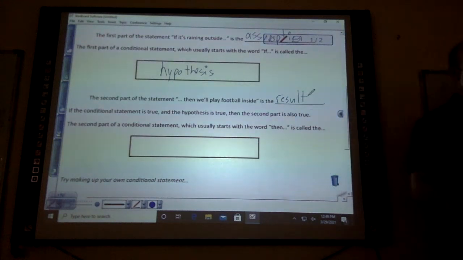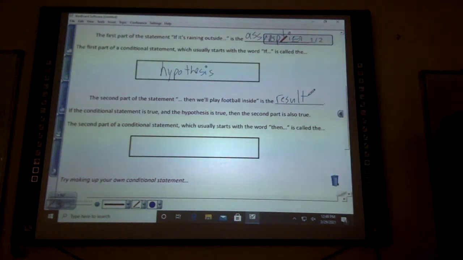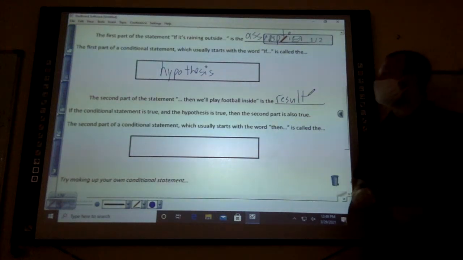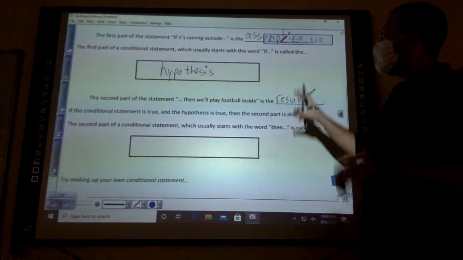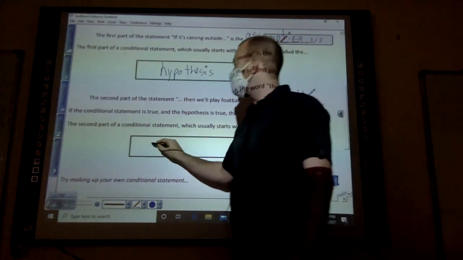So the second part is our result. If this assumption happens, then this must be the result. If you study for a test, then you should get a good mark. If this happens, then this. This is the whole conditional statement of what we're dealing with today. So if this is our hypothesis, this is going to be the conclusion.